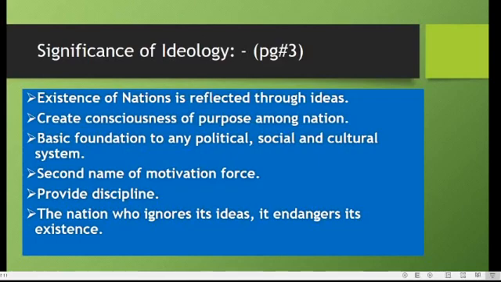Then ideology provides discipline. It actually determines our national duties and our national rights. And the nations who ignore their ideas endanger their existence. Just think, if we exclude our ideology from Pakistan, then the purpose of the creation, or the purpose of survival of Pakistan, would end. So we cannot imagine ourselves living without an ideology. Ideology is pretty significant because it actually gives meaning to your life.